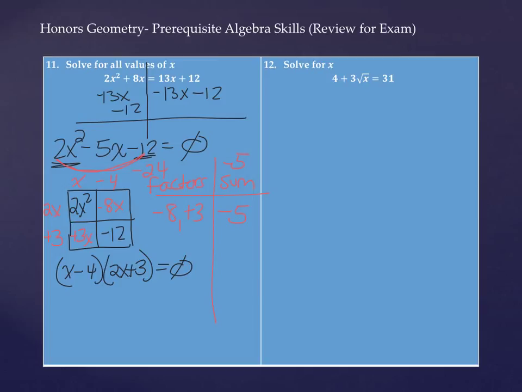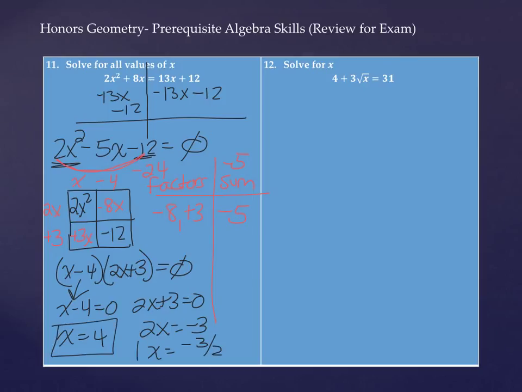And that's kind of like rewriting 30 as the product of 5 and 6. Once we have the factors, we can set them equal to 0 independently, and then solve for x. x equals positive 4, and 2x equals negative 3 if I subtract 3 from both sides, and x equals negative 3 halves if I divide both sides by 2. So there are two solutions, and with any quadratic, with a highest degree, or highest exponent, of 2, you could have up to 2 solutions. You could have 1, or you could have no solutions.